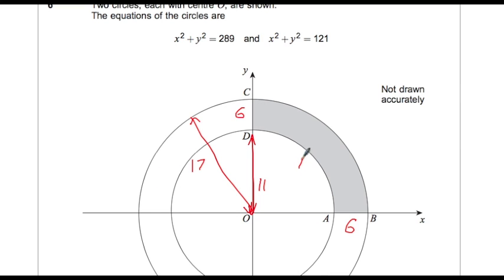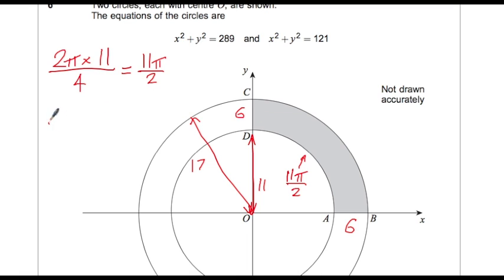So for this one, the whole circumference will be 2 pi r, so 2 pi times 11, and we've got to divide it by 4 because it's just a quarter of the circle. So that's 22 pi over 4, so 11 pi over 2, or 5.5 pi. I'm going to leave that as an exact answer at the moment, so I don't make any rounding errors.